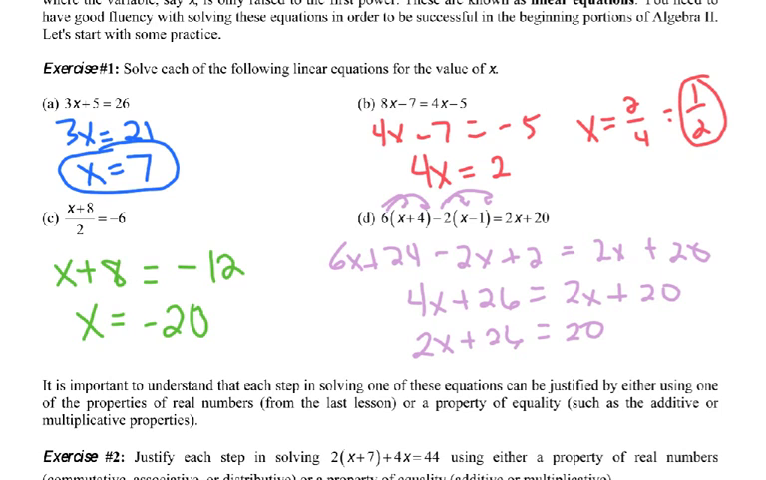Then I will subtract the 26 from the left to the right side, so I'm going to get 2x equals, and it'll come out to negative 6. And then when we divide both sides by 2, we will get an answer of x equals negative 3.